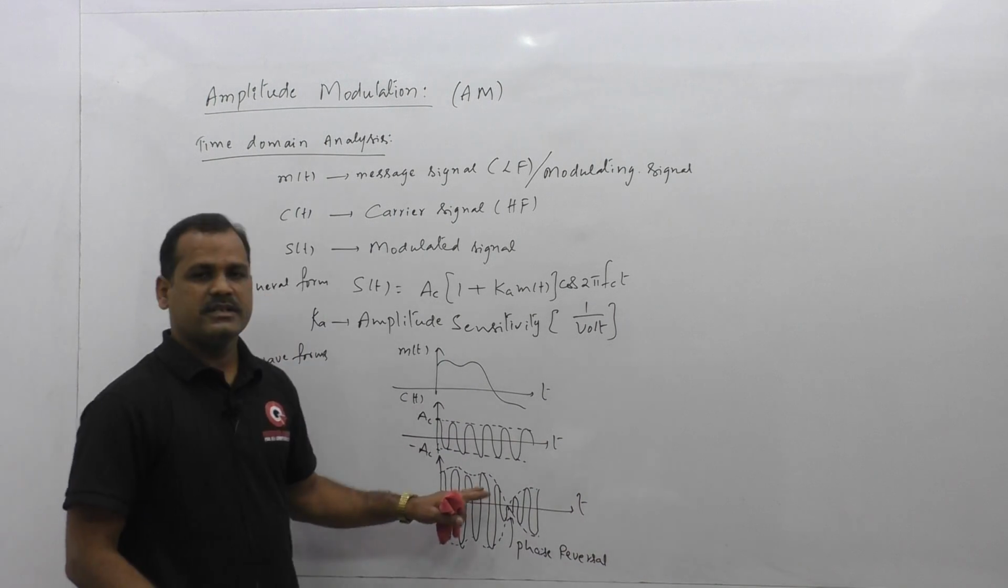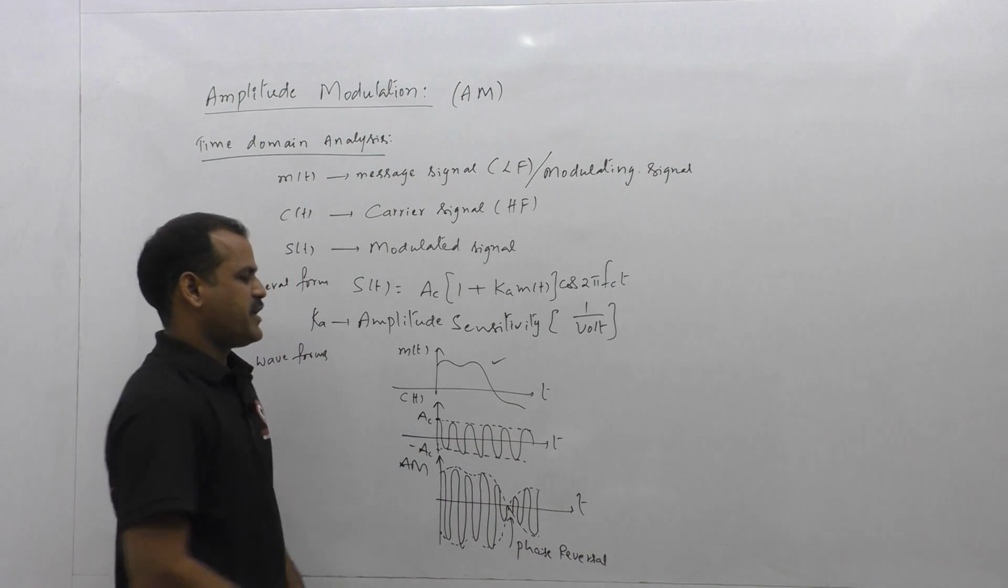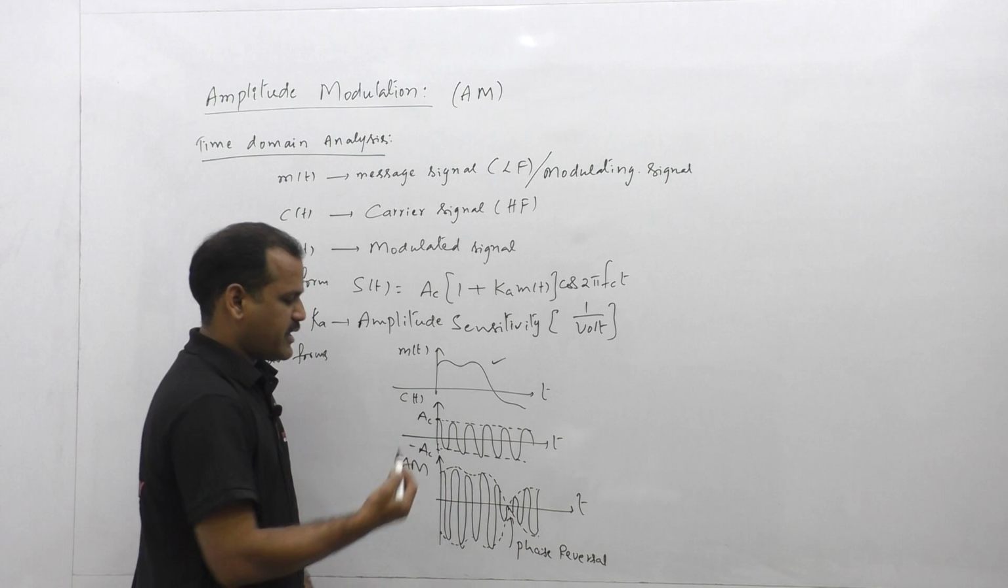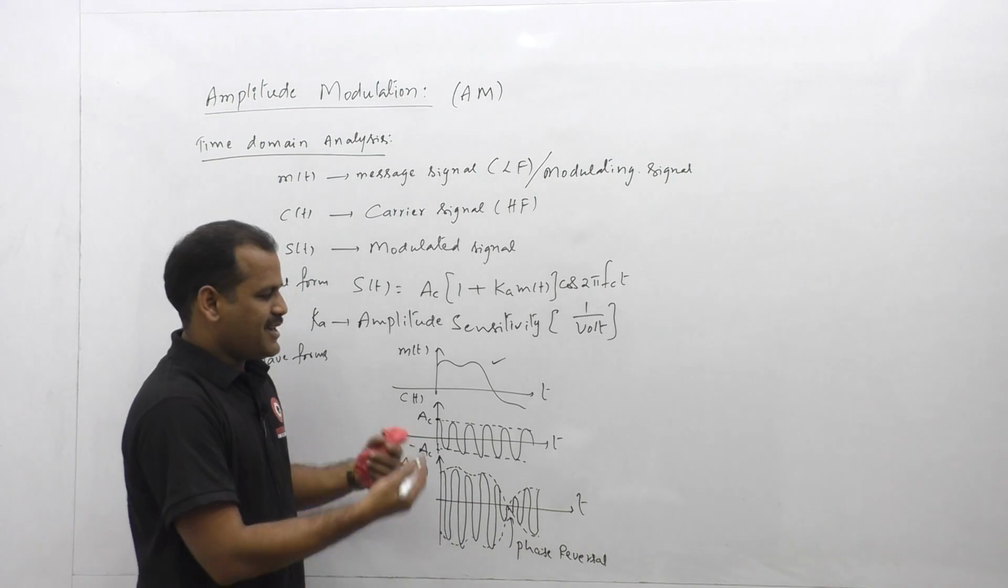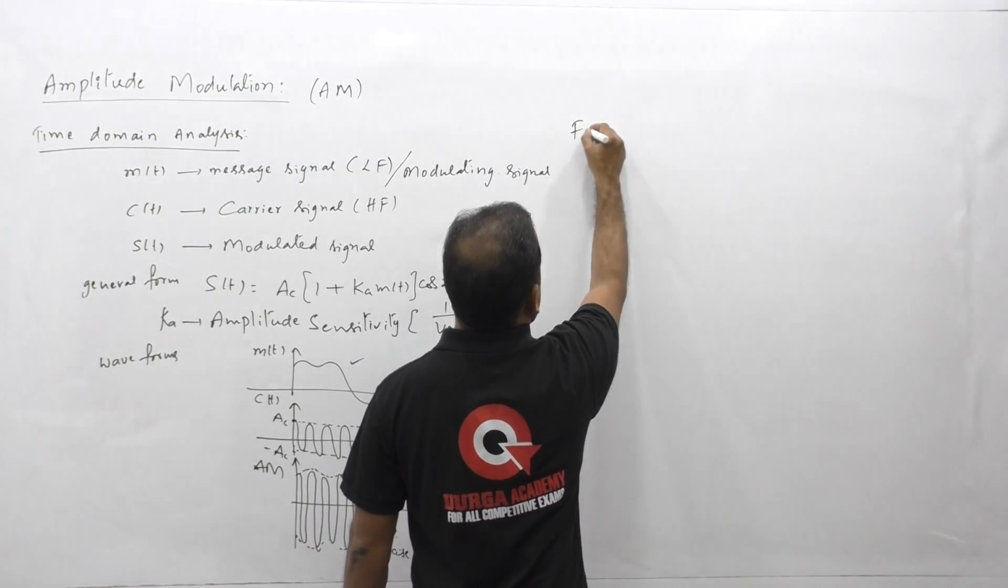So this is a general case of the amplitude modulated signal for this arbitrary message signal and this high frequency carrier signal. We will get the AM signal form in time domain analysis, we will get this waveform. Similarly, let us consider the frequency domain analysis for this amplitude modulated signal.